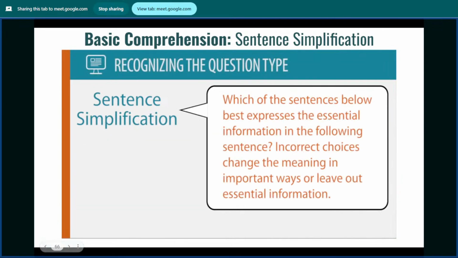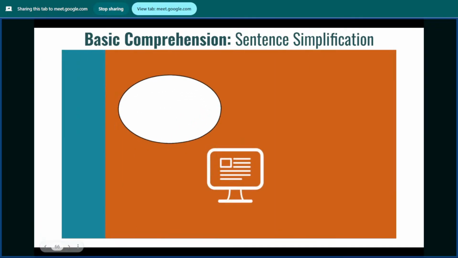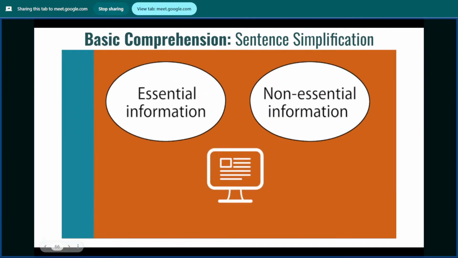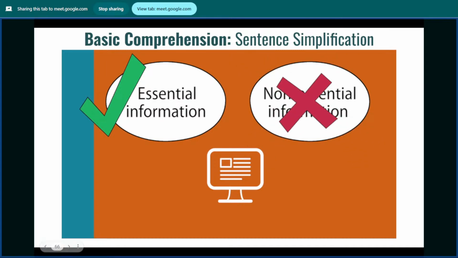Sentence simplification questions are easy to recognize because the wording of the question is always exactly the same. Which of the sentences below best expresses the essential information in the following sentence? Incorrect choices change the meaning in important ways or leave out essential information. The highlighted sentence will have both essential and non-essential information. Your job is to pick the answer choice that best includes the essential information and leaves out the non-essential information.